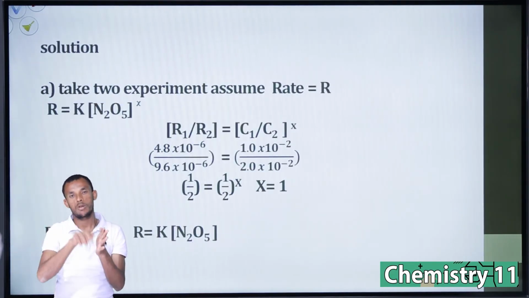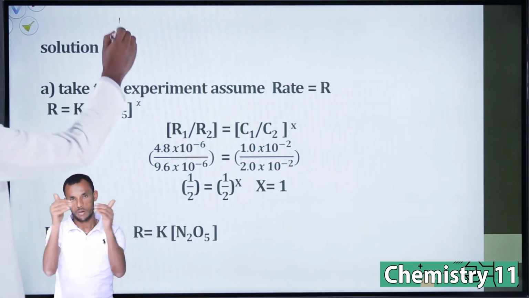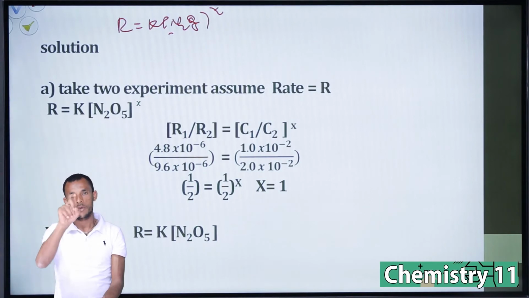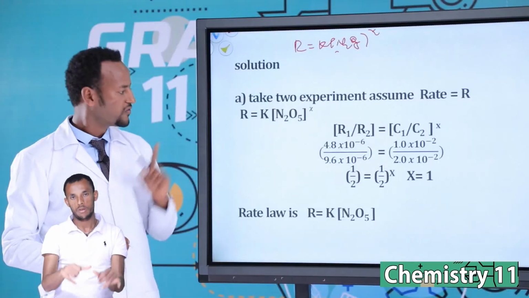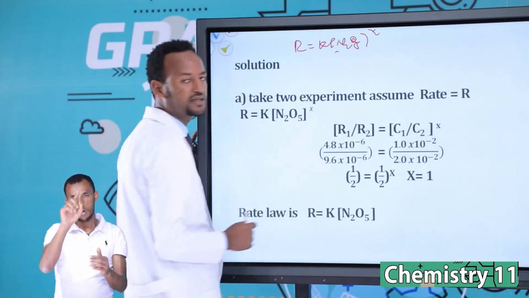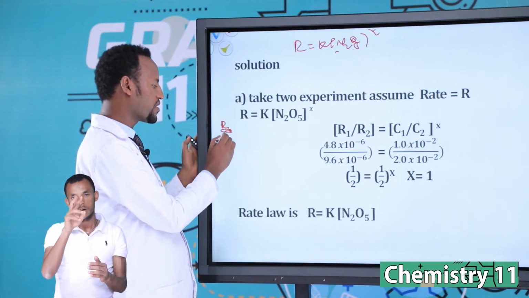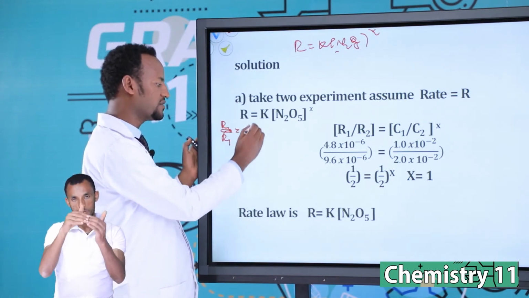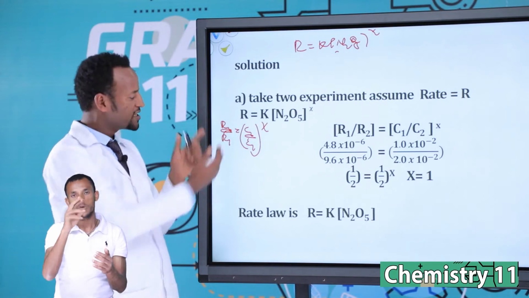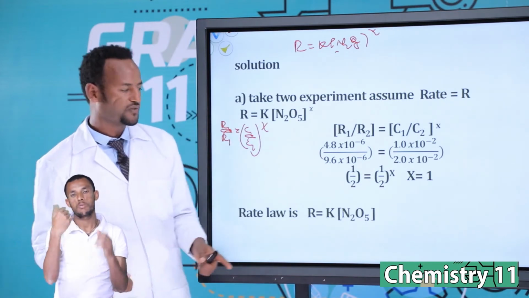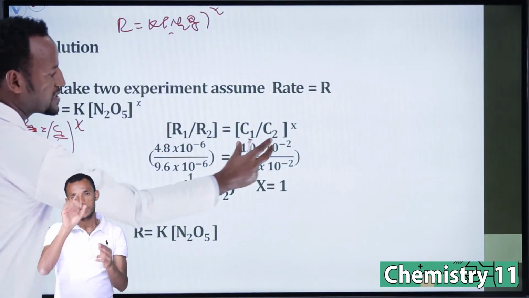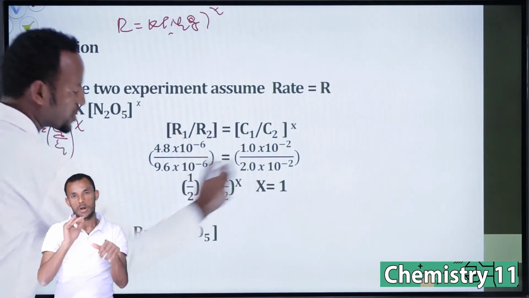take 2 experiments. R is equal to K times N2O5 to the power of X. Already K is constant. For 2 experiments, R1 over R2 is equal to C1 over C2, to the power of X. Again, it is possible: R2 over R1 is equal to C2 over C1, to the power of X. R1 means rate 1, R2 rate 2. C1 is the concentration of the first one, C2 is the concentration of the second one.